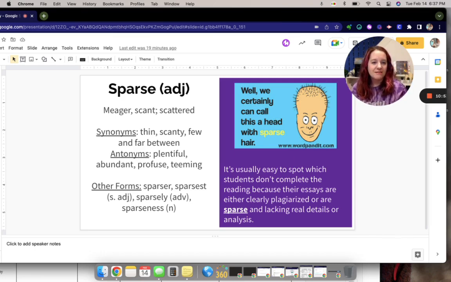And then my sentence is about something not so visual. It's usually easy to spot which students don't complete the reading because their essays are either clearly plagiarized or are sparse and lacking real details or analysis. So there's not a lot going on there.